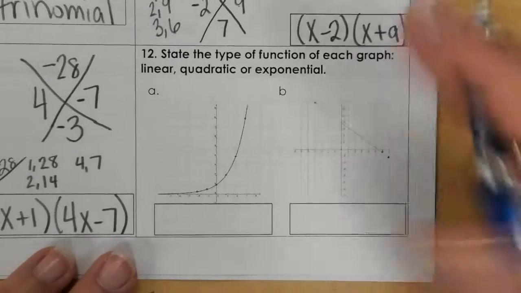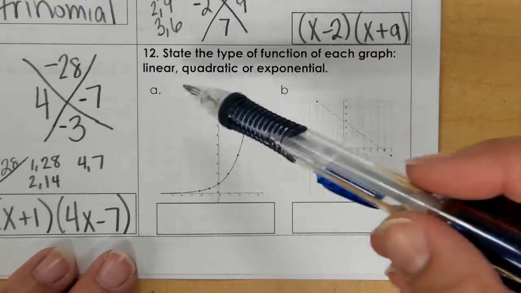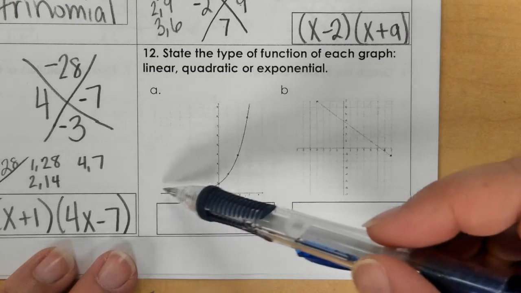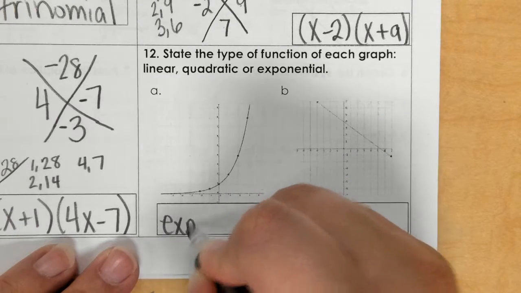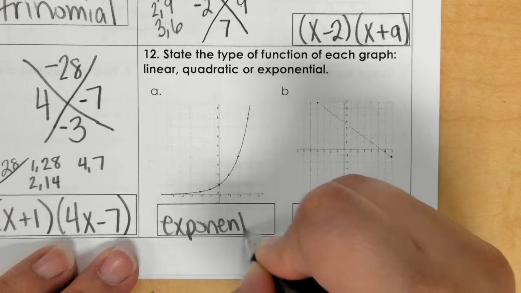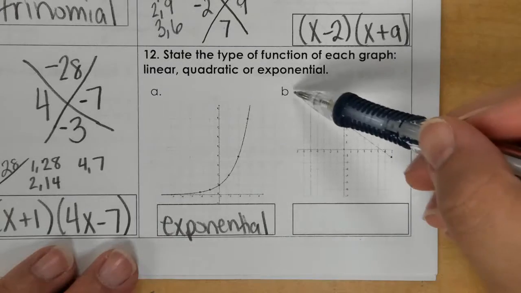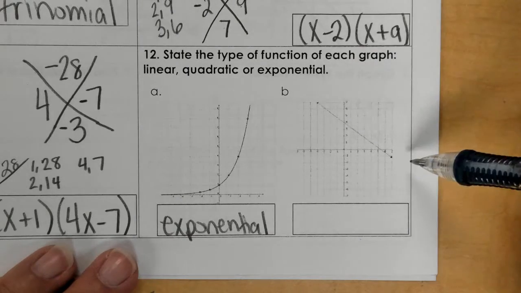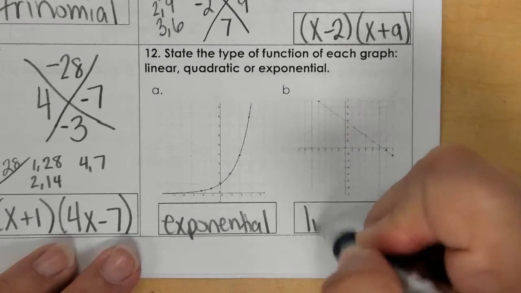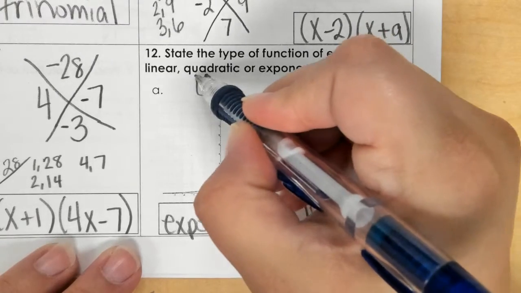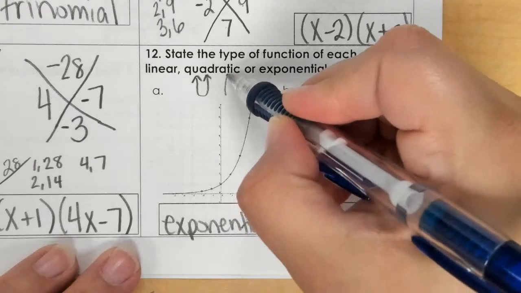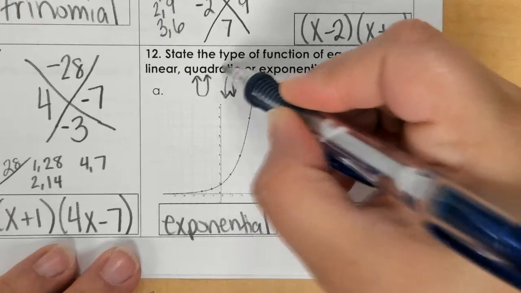And then for 12, you're just stating what kind of graph these are. So this one has that curve, which is exponential. Part B has a line, and that's linear. If you had a U-shape, either one of these, this would be quadratic.